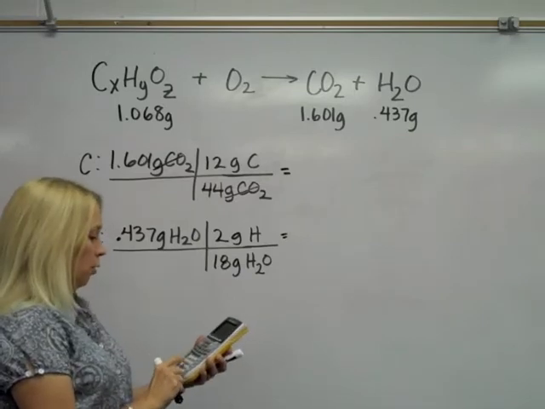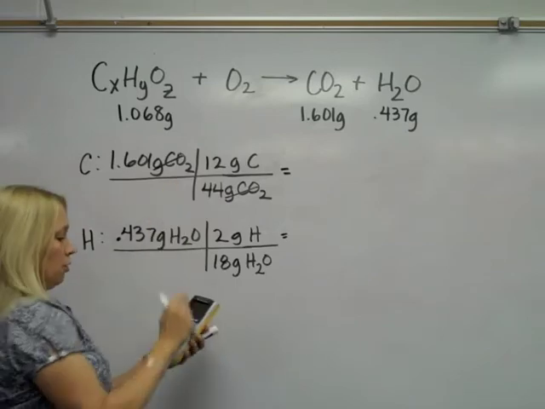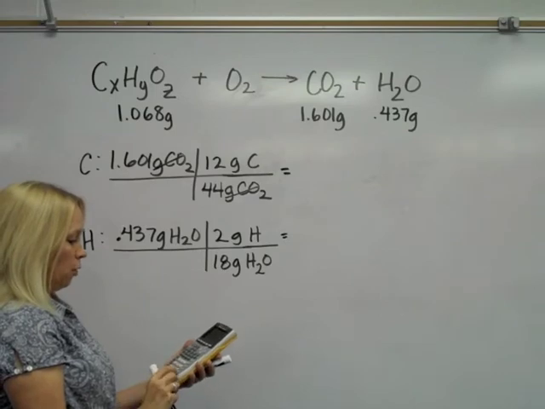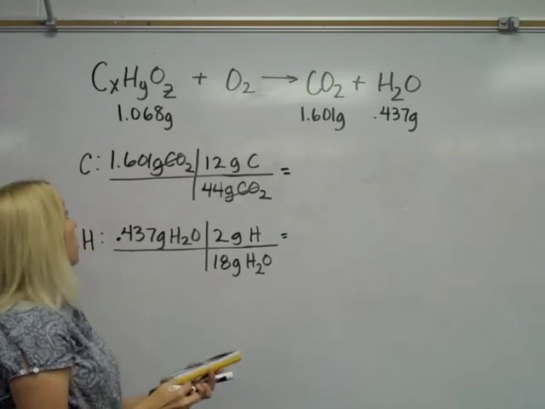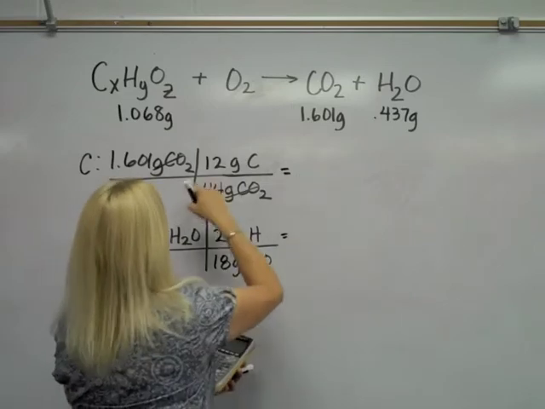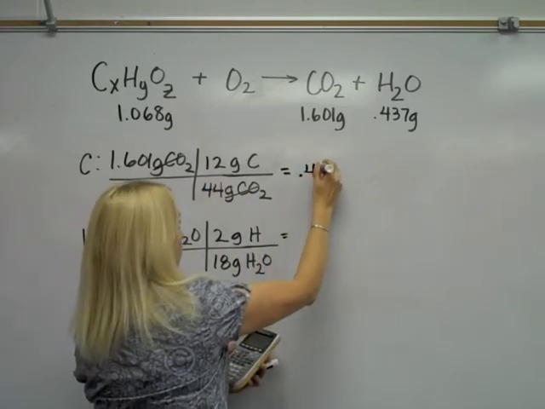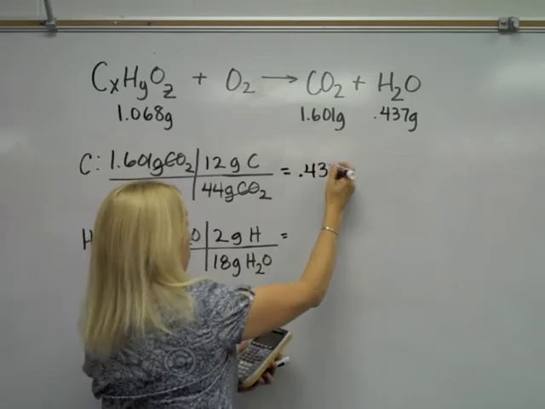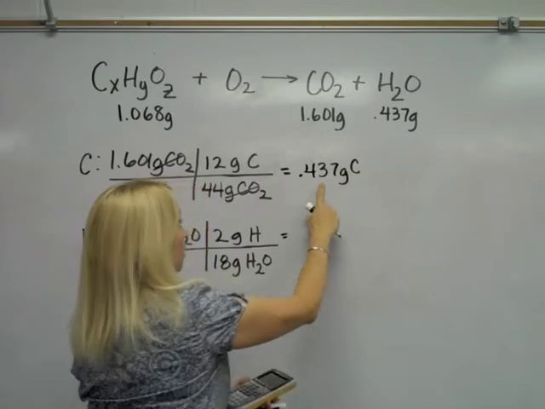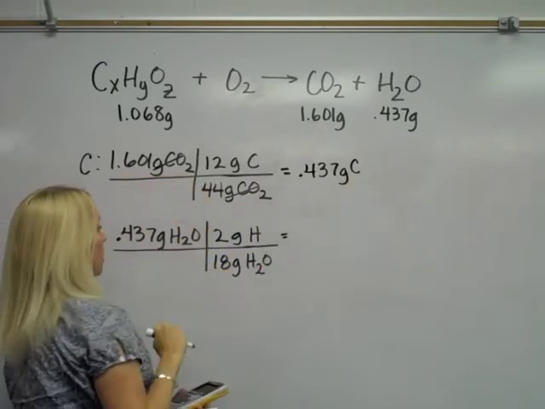Okay, so I have 1.601 grams of CO2 times 12 divided by 44. Let's try to keep at least 3 significant digits here. So for the carbon, we have 0.437 grams of carbon. Now you hope it's less than the weight of the CO2, which of course it is.